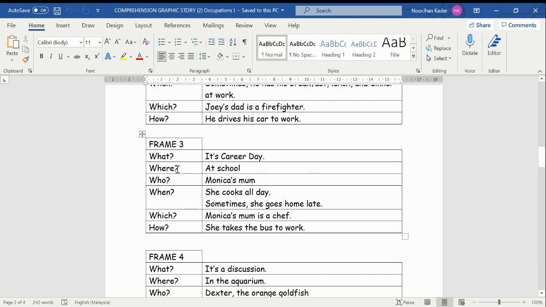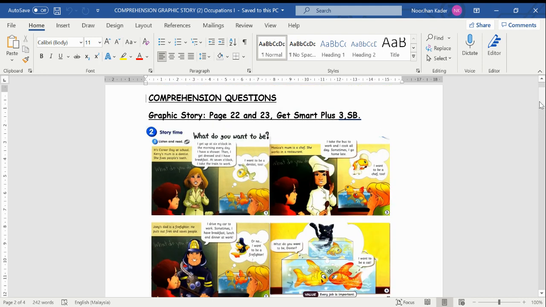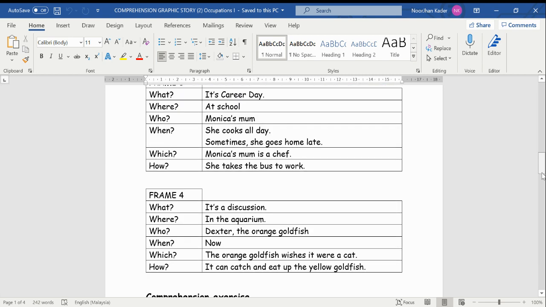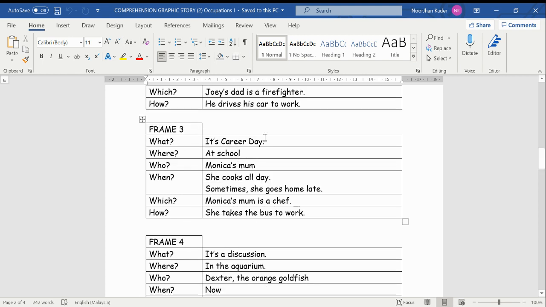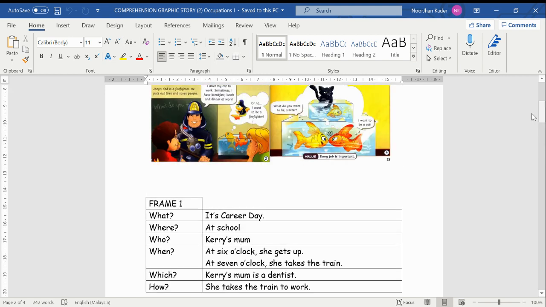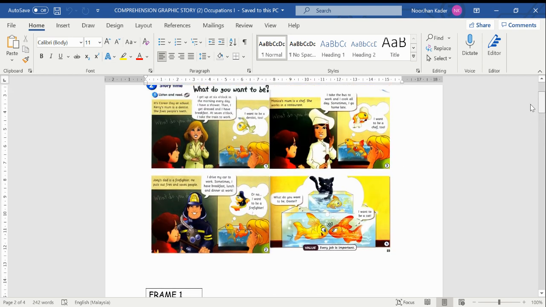Now let's go to frame 3. We are actually refreshing what we have learned before, but this time we are using it for writing answers to comprehension questions. Okay, frame 3 is also the same because Monica's mom is giving a speech on career day at school. What is happening is that all of them are in the same place, at school for one reason, which is that the school has organized a career day.